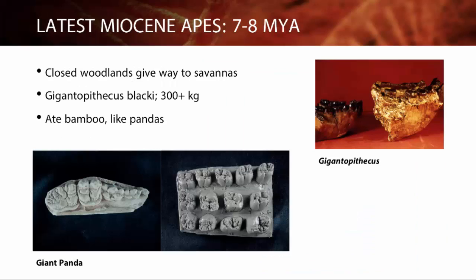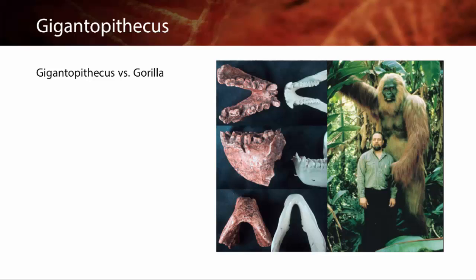The last fossil ape I'm going to speak about is Gigantopithecus, which was a large Asian ape that shared the bamboo dietary adaptation of modern-day pandas. This would have been an enormous ape, roughly 3 times as large as a modern gorilla. Here on the right we see a reconstruction of what that ape would have looked like.